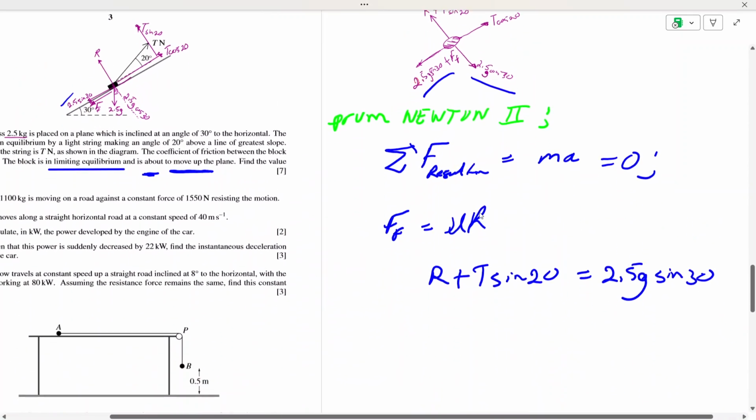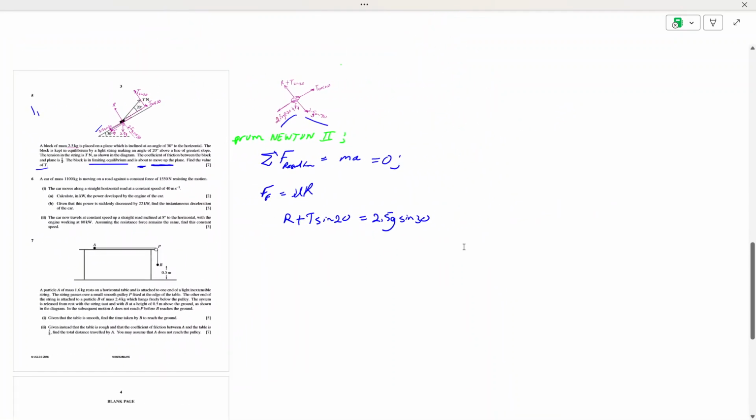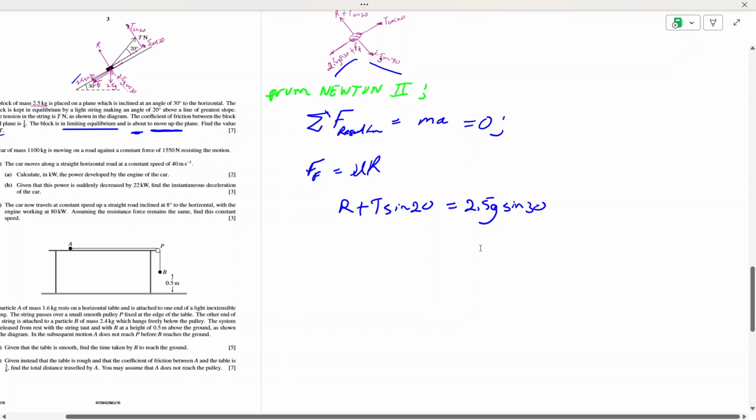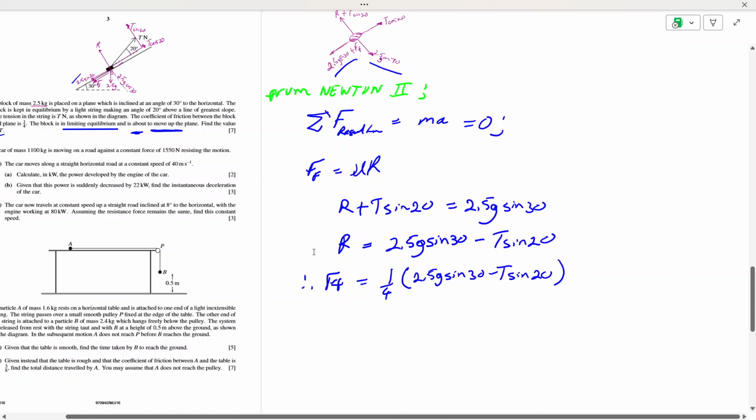For the weight component acting downslope and the horizontal component of the weight. So R is going to be equal to 2.5 g sine 30 minus T sine 20. Therefore, the frictional force is going to be equal to mu, which I got as a quarter, multiplied by 2.5 g sine 30 minus T sine 20. Yes, like that.